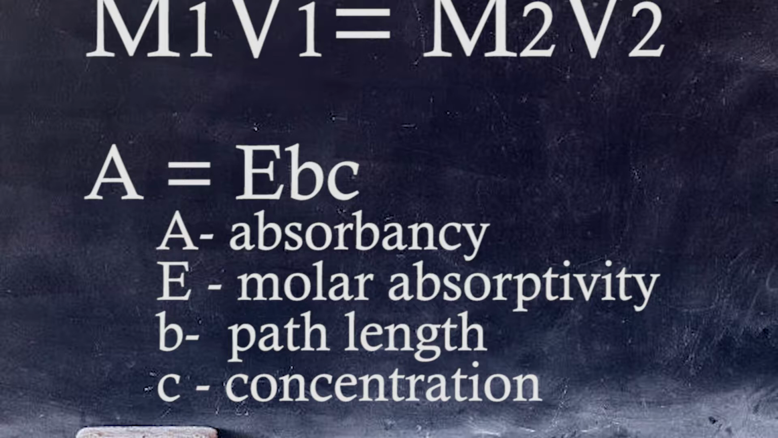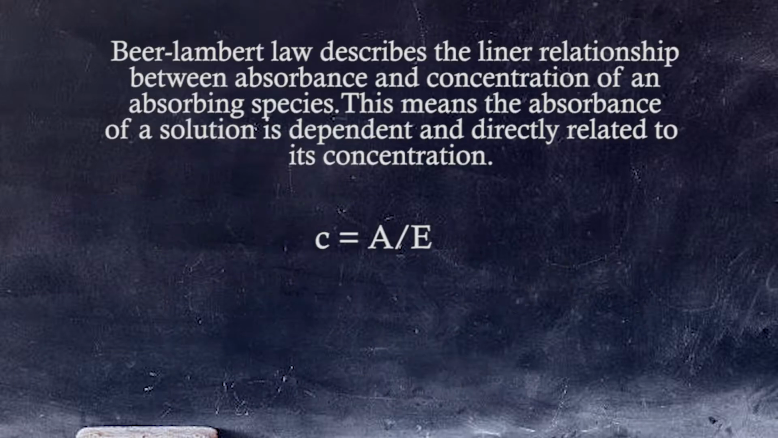A is the absorbency of your unknown, E is the molar absorptivity, or the slope obtained from your graph of concentration versus absorbency, B is your path length, which equals 1 centimeter in this lab, and C is the concentration of your unknown. Beer-Lambert law describes the linear relationship between absorbance and concentration of an absorbing species. This means the absorbance of a solution is dependent and directly related to its concentration.